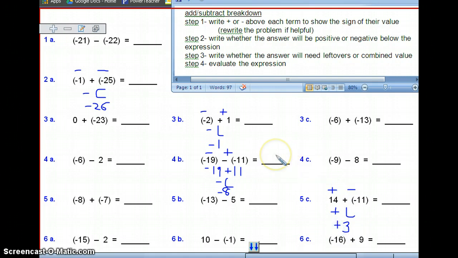I hope that seeing each term as a sign rather than as an operation helps. I don't really even see addition and subtraction when I look at my integer operations. I hope that clarifies things a little bit so that we can work more fluently with our integers.